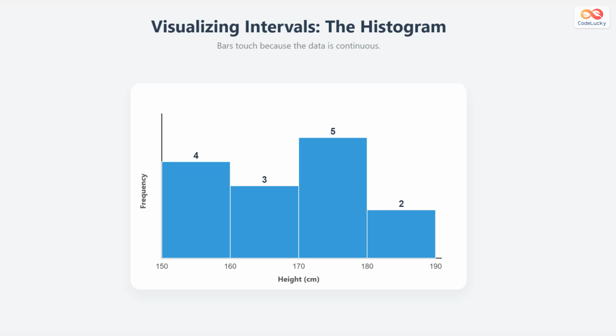Finally, we can visualize this table using a histogram. Notice how the bars touch each other? This indicates that the data is continuous. The height of each bar represents the frequency. Now, at a glance, you can see the distribution of heights clearly.